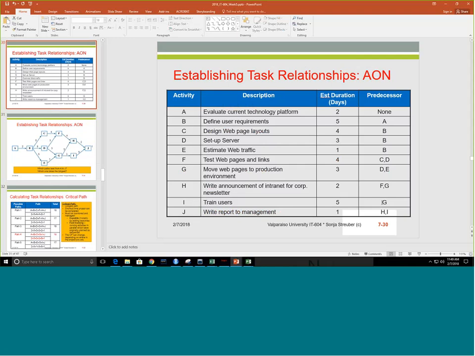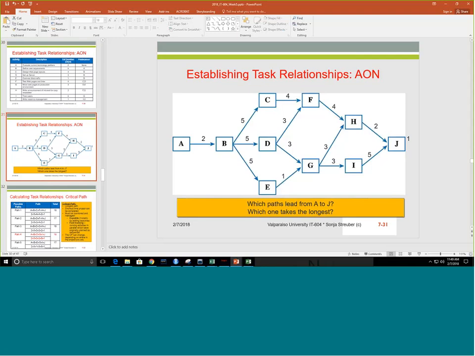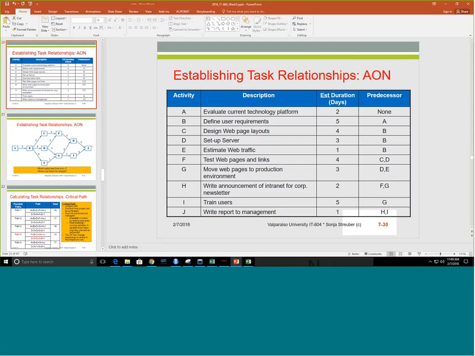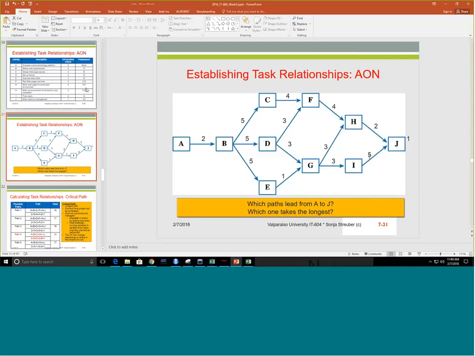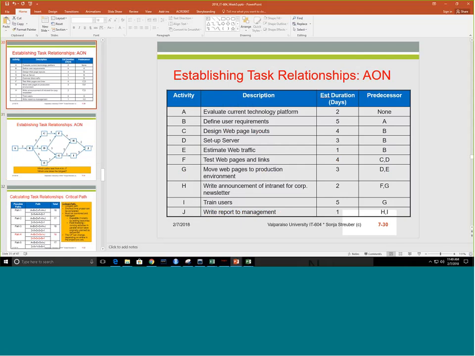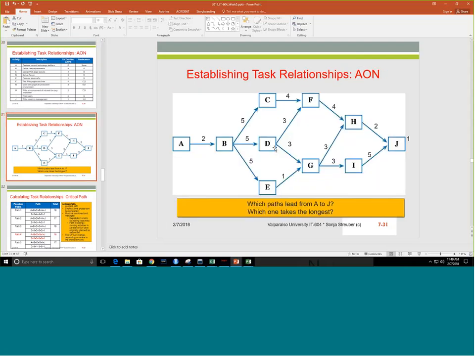And then we have I, training the users. The predecessor is G. We don't change the 3 because that was the duration of G. So for I, we have a duration of 5. Let's see if that's correct. Sure thing. And then our last node is J, the report to management, and the predecessors here are H and I. This is what's called a network diagram.